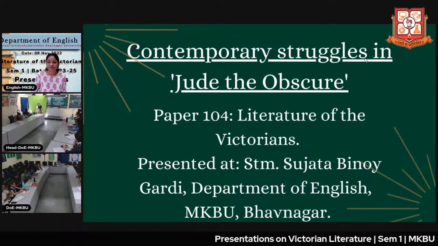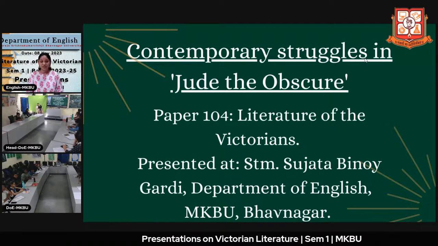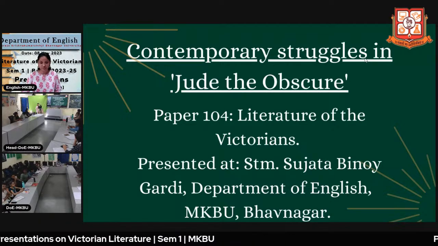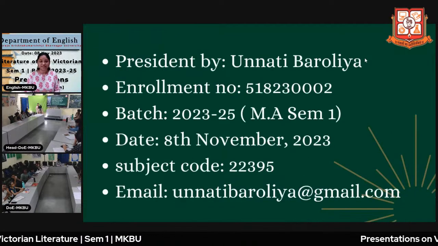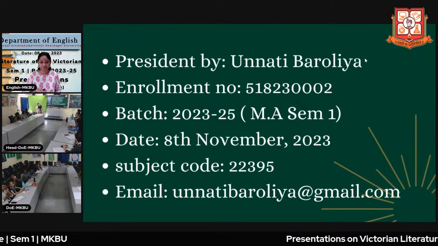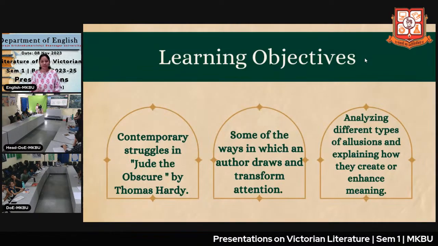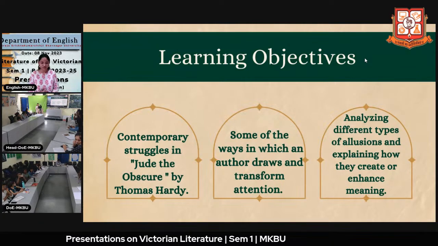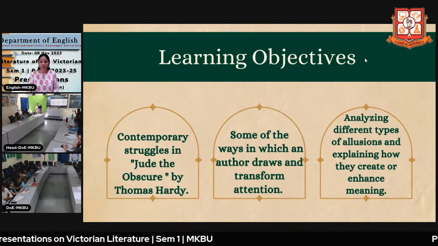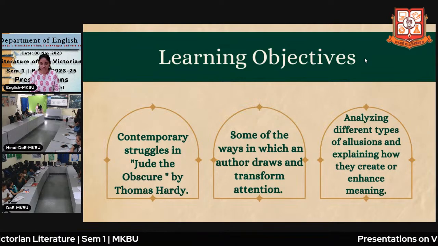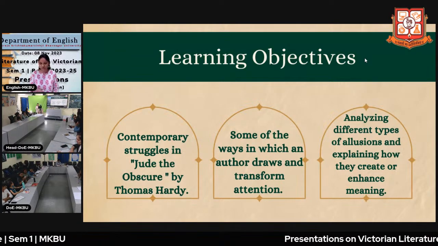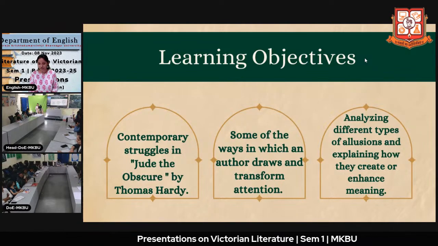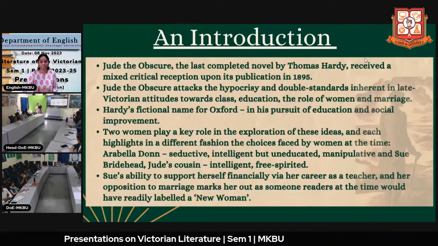Okay, so very good morning, everyone. Today I'm going to deal with the contemporary struggles in Jude the Obscure. Yes, these are my personal information and the learning objectives that we are looking for: the contemporary struggle in Jude the Obscure, some of the ways in which the author draws and transforms attention, and analyzing the different types of allusions and explaining how they create or enhance meaning.